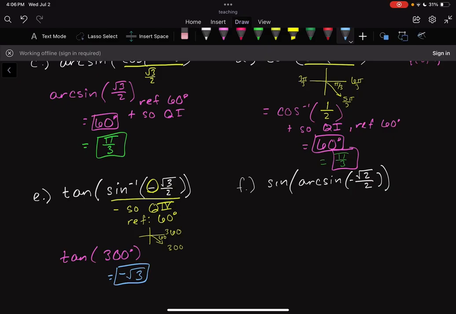Now, if you forget which ones are positive and negative and in what quadrants, we talk about that in 1.4. I use the little phrase "all students take courses." So this is: all are positive, sine is positive, tangent is positive, cosine is positive. Going back to that is how I figure out positive or negative.